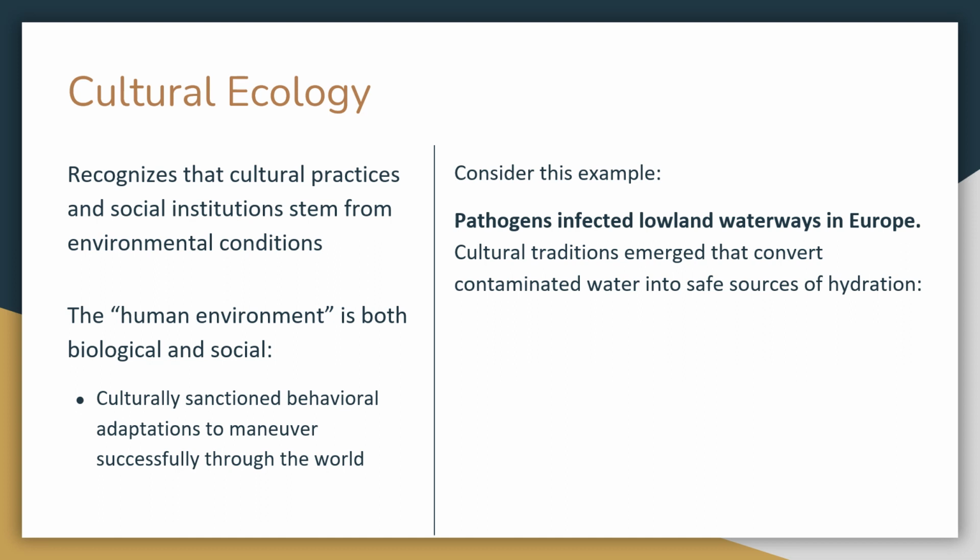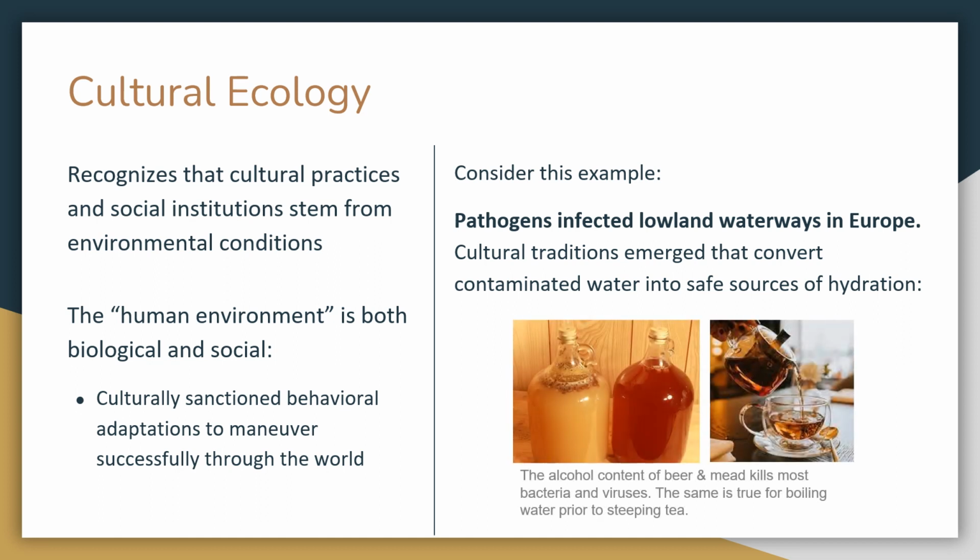Historically, pathogens infected lowland waterways in Europe, and in pre-modern times, without modern sanitation practices, strong cultural traditions emerged in response to these pathogen-infected waterways. And these cultural traditions convert the contaminated water into safer sources of hydration. Some examples are the production of beer and mead, in which the alcohol content kills bacteria and viruses in the water. And the same is true for boiling water prior to steeping tea. Places with a tradition of brewing and drinking tea happen to overlap with the pathogens that were endemic in their waterways. So a cultural ecologist would argue that those two situations are clearly linked.